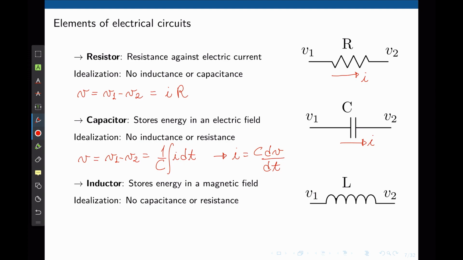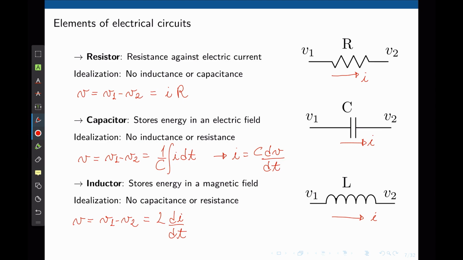The last element is an inductor. The voltage across the inductor is also V1 minus V2. And let's assume that we have again a current I going through that inductor. The assumption is that the inductor element has no capacitance and no resistance. The voltage drop across it as a function of the current is L times the derivative of the current. Notice from this equation that in DC, di/dt is 0, and there is no voltage drop across the inductor.